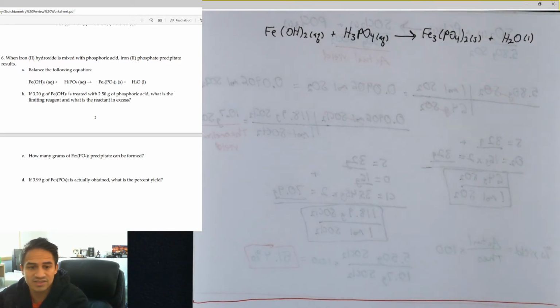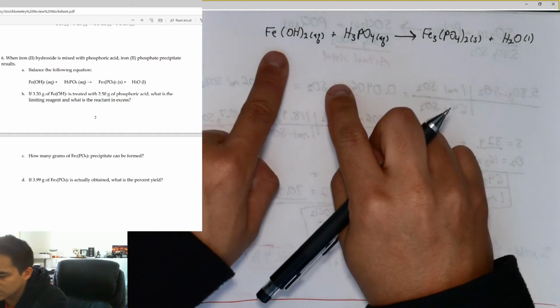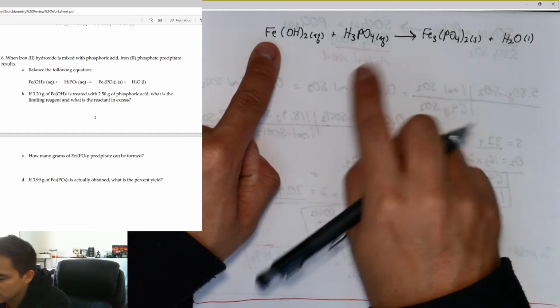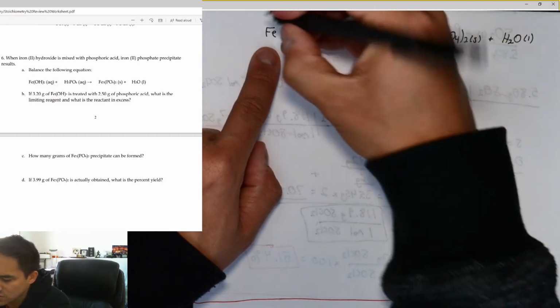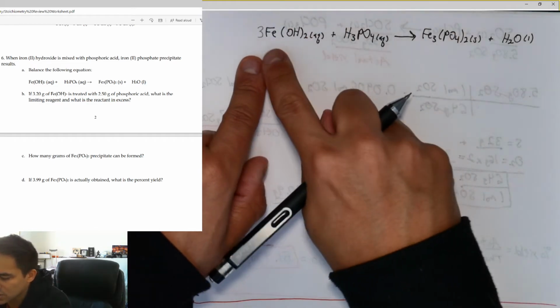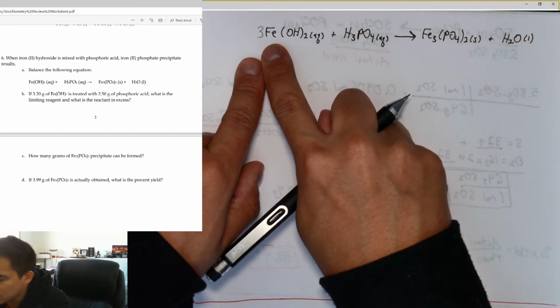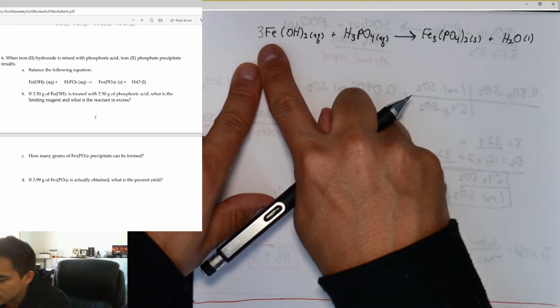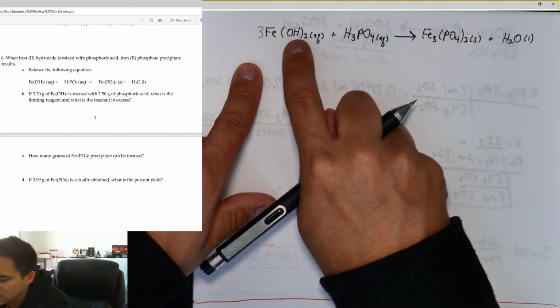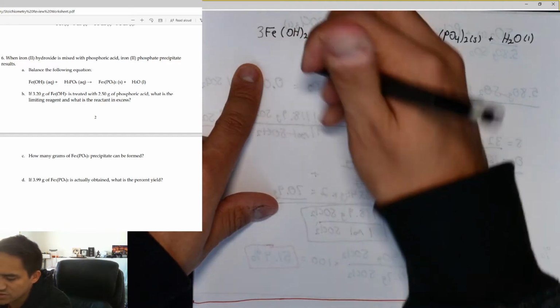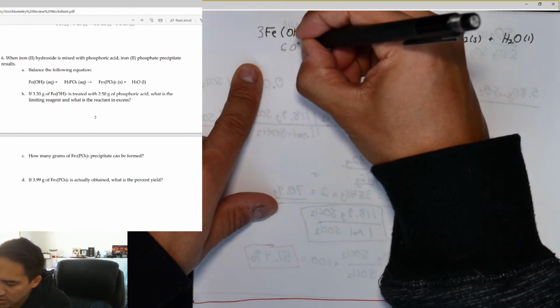We have to balance this. So let's just start at the beginning again. I'm going to do this in pencil just so that if I need to change any numbers, I can change them. So let's just see here at the beginning, we have 1 iron. Here we have 3. So let's put a 3 there. Okay, that'll balance out the irons. That also is going to multiply this OH by 3. So 3 times 2, this gives us 6 OHs.